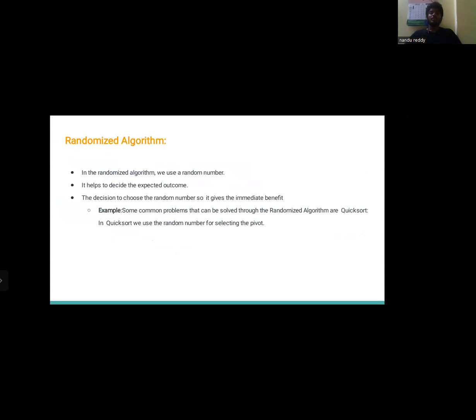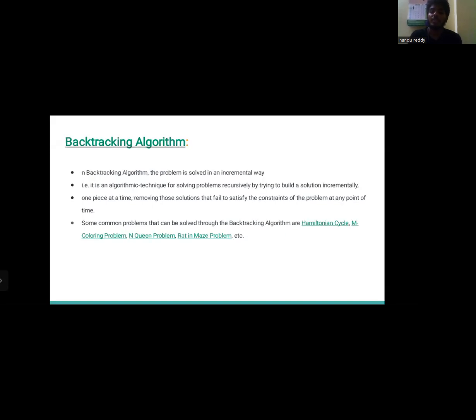Next we go to randomized algorithm. In a randomized algorithm, we can use a random number. It helps to decide the expected outcome. The decision to choose the random number gives an immediate benefit. For example, a common use is randomized quick sort. In quick sort, we use a random number for selecting a pivot.